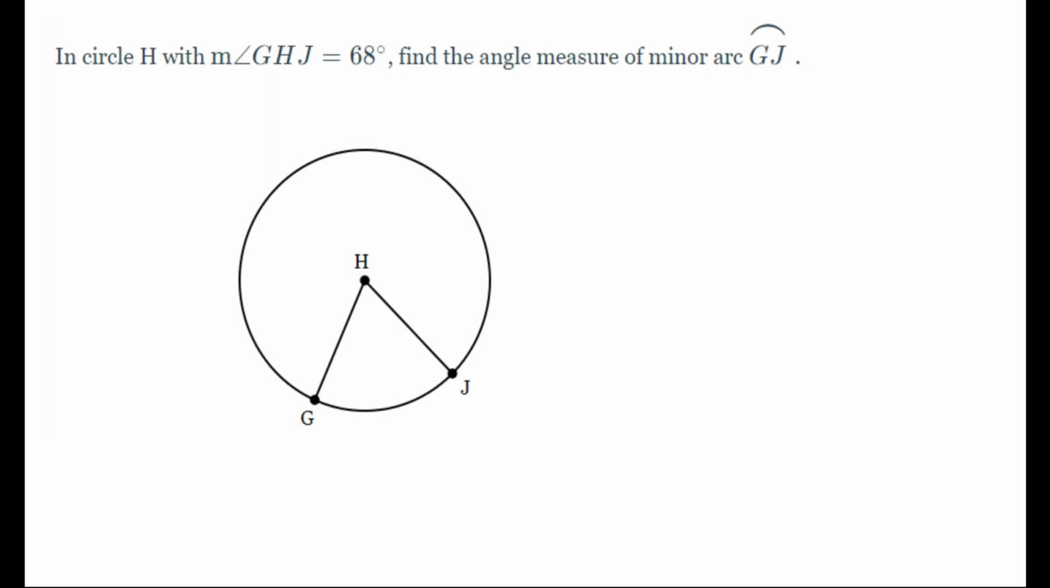This is a typical Delta Math question. If I have a circle H, that means the center is H, with the measure of an angle GHJ, so G to H to J. Remember, when we name an angle with three letters, the middle letter is the vertex. If that central angle is 68 degrees, then the measure of the minor arc GJ, right here, is still going to be 68. The central angle and the measure of the arc are the same.